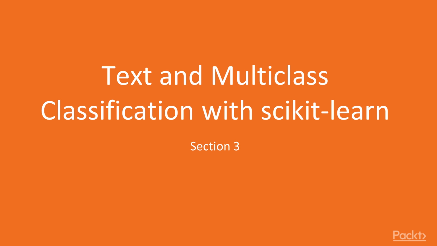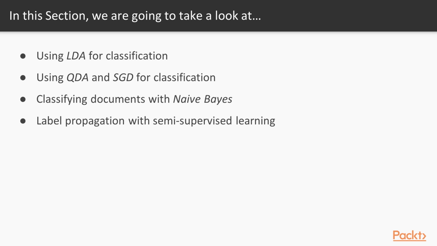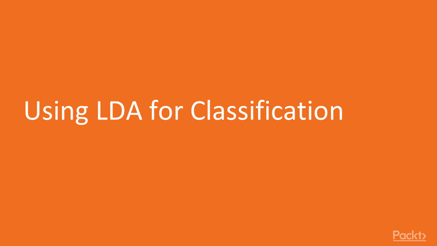Welcome to the new section of this course, Text and Multi-Class Classification with scikit-learn. In this section, we will look at topics such as using LDA for classification, using QDA and SGD for classification, classifying documents with naive Bayes, label propagation with semi-supervised learning. Now let's move on to the video, using LDA for classification.